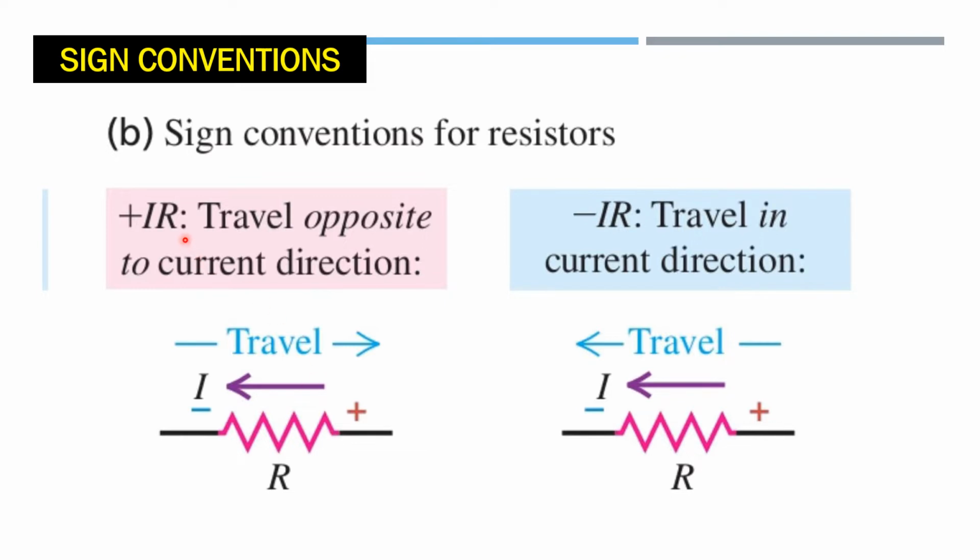Again, if the direction of your travel is opposite to the assumed direction of the current, then you have to assign the IR product, which is the voltage drop, as positive. But if your direction of travel is in the same direction as the assumed current, then the IR product or the voltage must be negative.